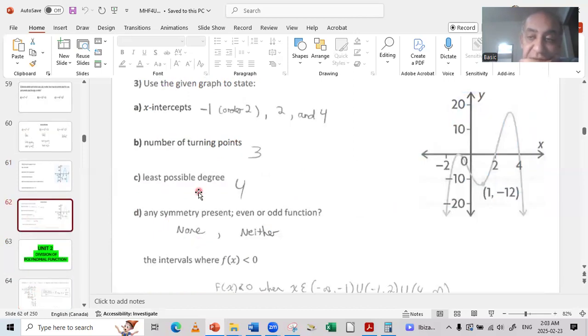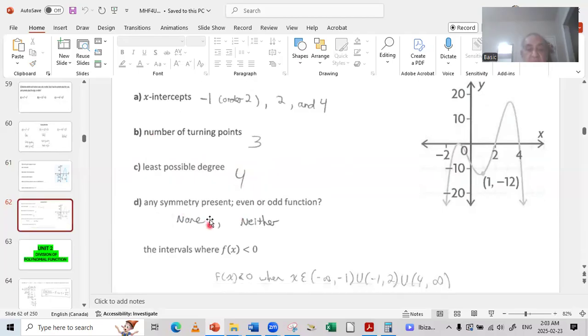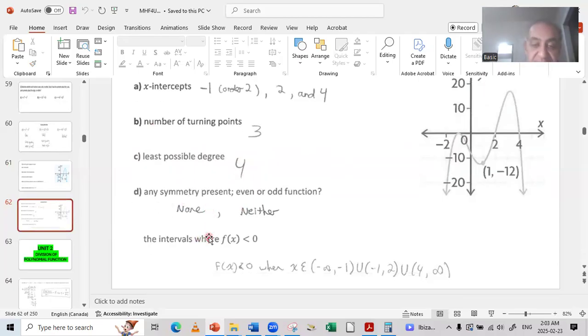Here it is. You can see here the number of turning points is 3. So the degree will be 3, or it will be 4. Any symmetry? There is no symmetry. Okay, guys, no symmetry here.